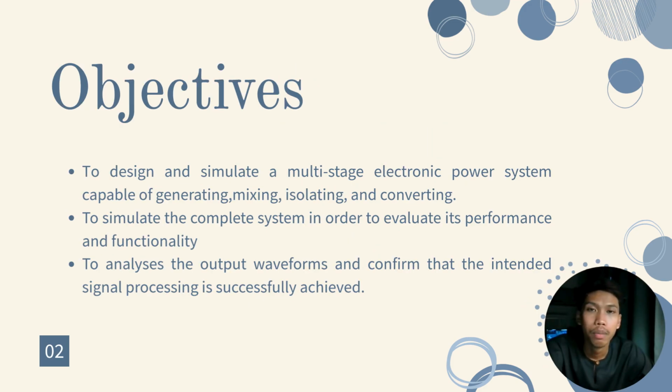The objective of the project assignment is, first, to design and simulate a multi-stage electronic power system capable of generating, mixing, isolating, and converting. Second, to simulate the complete system in order to evaluate its performance and functionality. And third, to analyze the output waveform and confirm that the intended signal processing is successfully achieved.